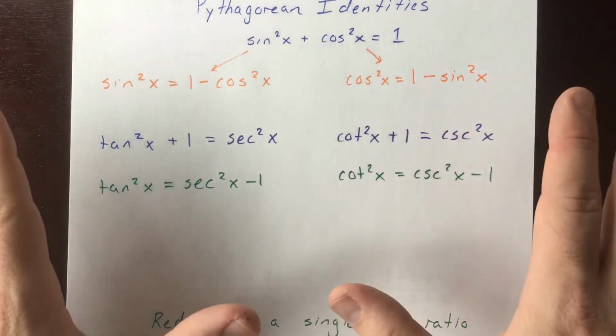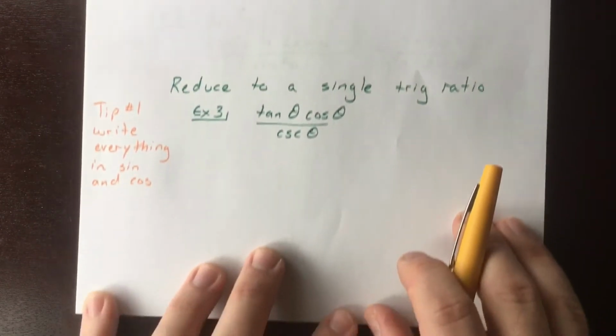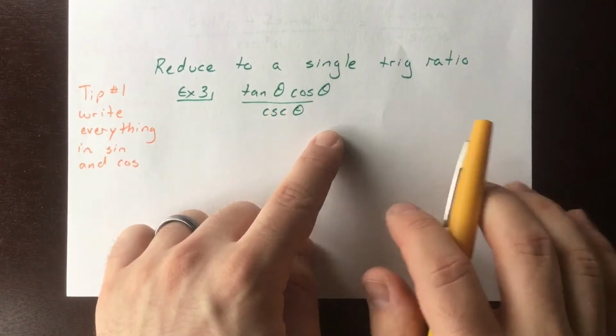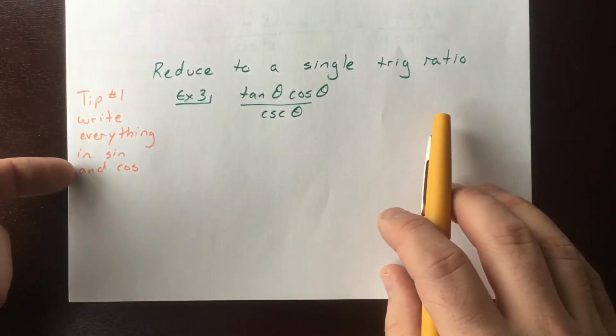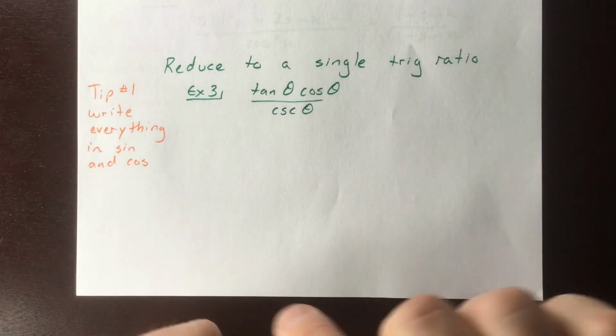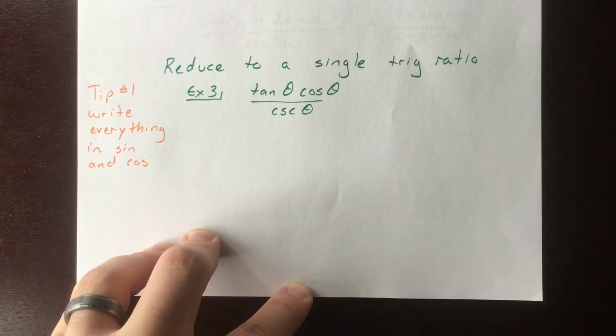So let's use this now. Use this in combination with other identities to simplify and verify some things. So reduce to a single ratio. So write everything in terms of sine and cosine. We've seen this before, this hot tip. Okay, so write everything in terms of sine and cosine.